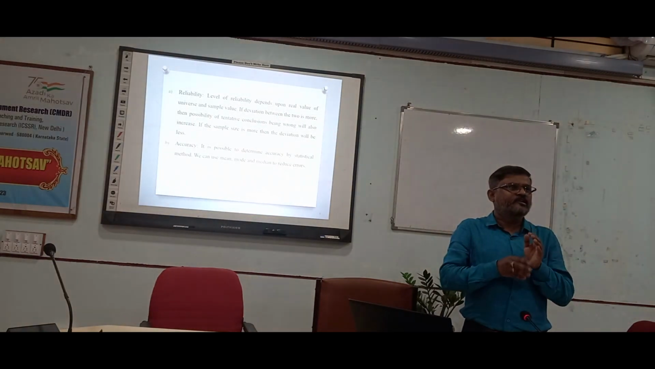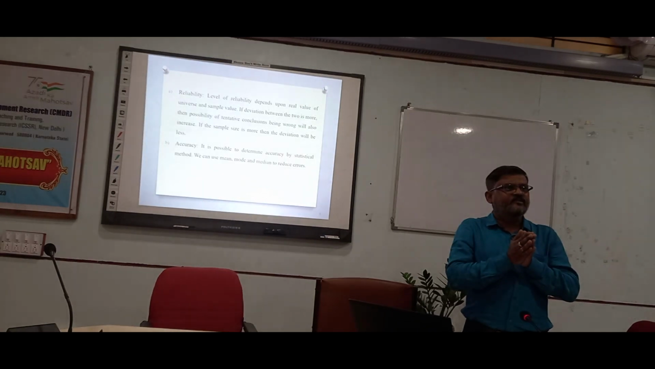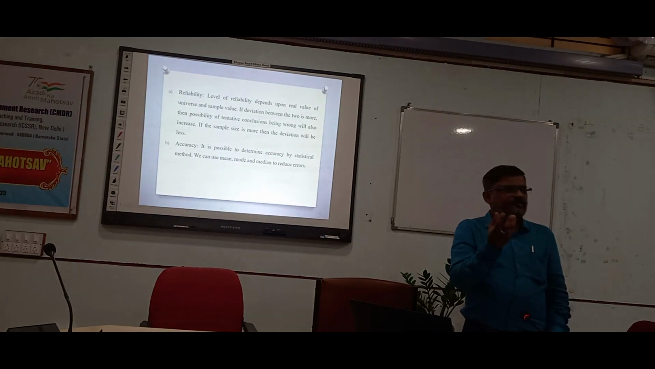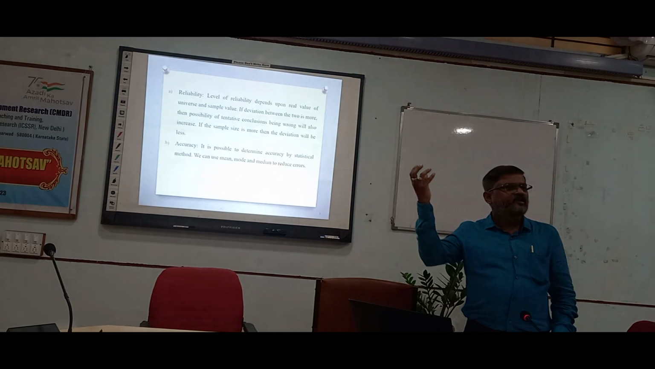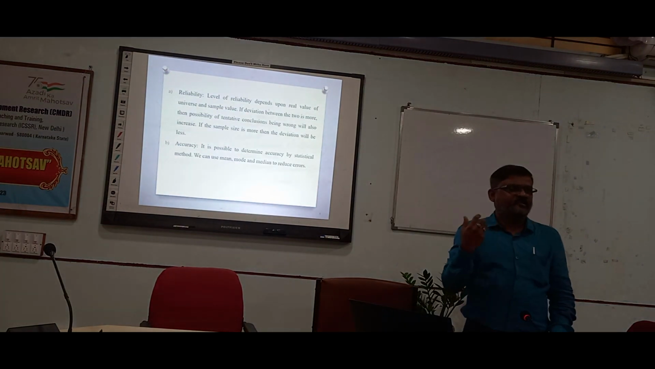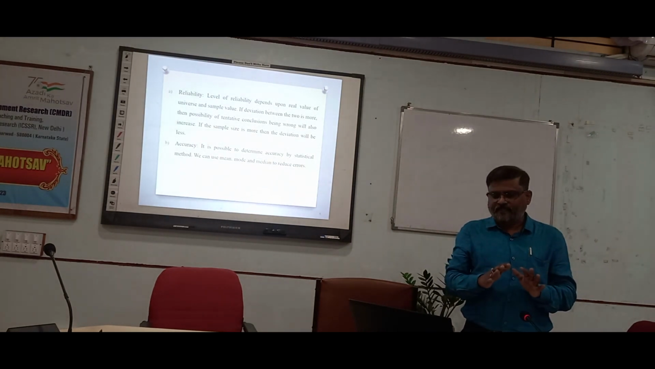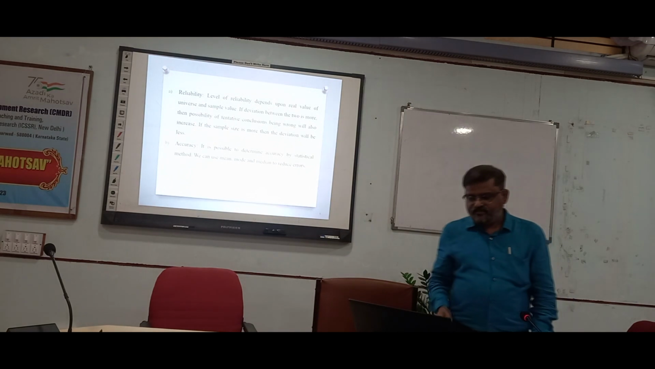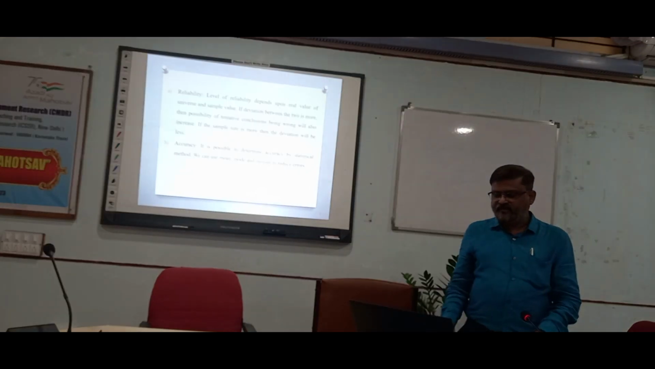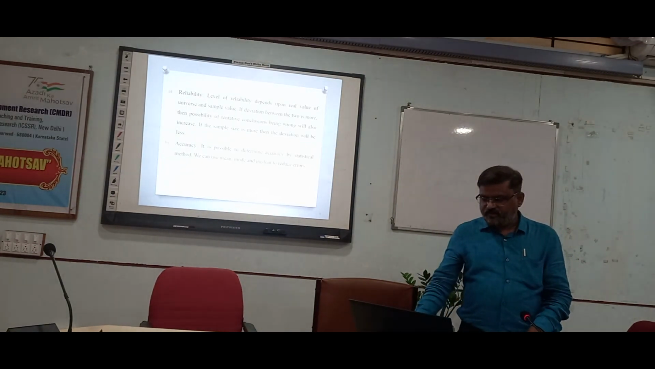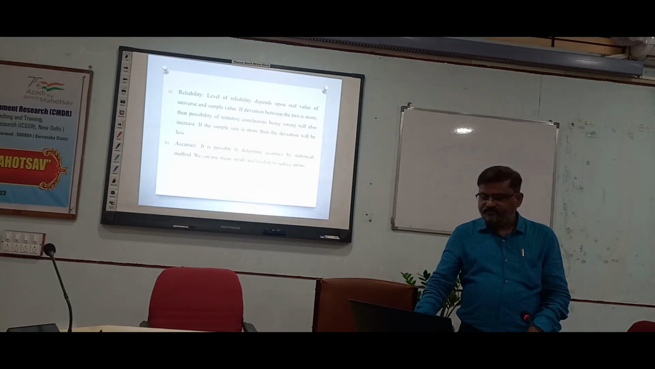Here, deviation means, suppose you take a very small sample, it may not cover certain aspects, so there is a chance of leaving out certain aspects. So the larger the sample, the less the deviation. Then the accuracy should be accurate enough that we can use the mean, mode and median to reduce the error.